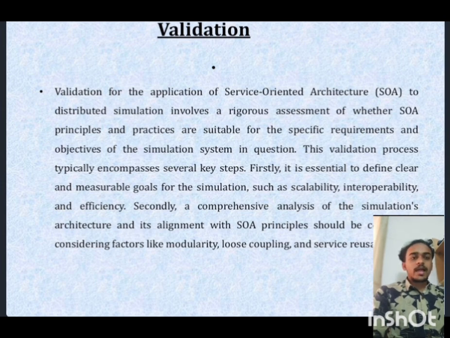Another critical aspect of SOA in distributed simulation is its emphasis on interoperability and integration. In a distributed environment where different simulation components may be developed by different organizations or use different technologies, SOA provides a common framework for seamless communication. Services communicate through the standardized interface, making it easier to integrate various simulation modules even if they are built using different programming languages or platforms.